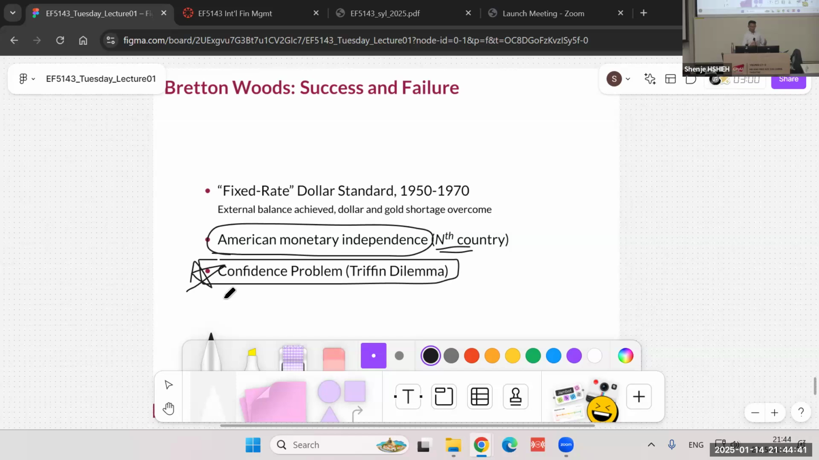So imagine if everyone suddenly believed that the US is no longer creditworthy, what's going to happen? They're going to try to redeem their dollars for gold, right? It's like a bank run. So that's the confidence problem, just like a bank run. If the US economy collapses, everyone collapses. Everyone will try to convert their money to dollars and dollars to gold until, who knows, okay?